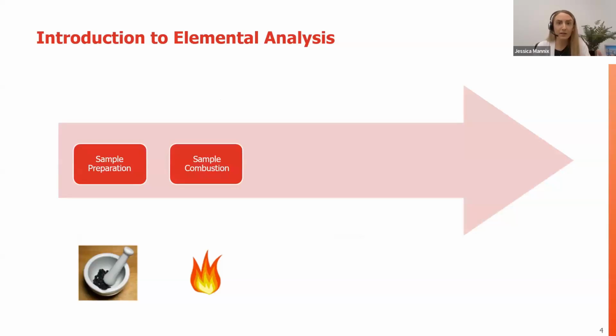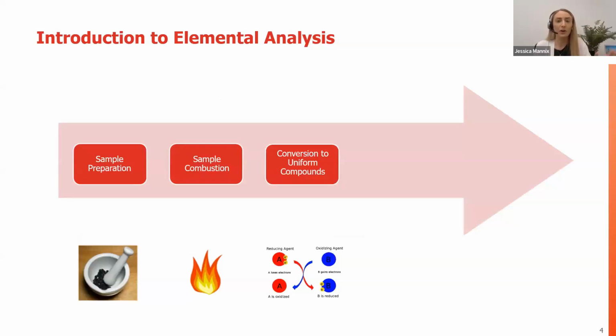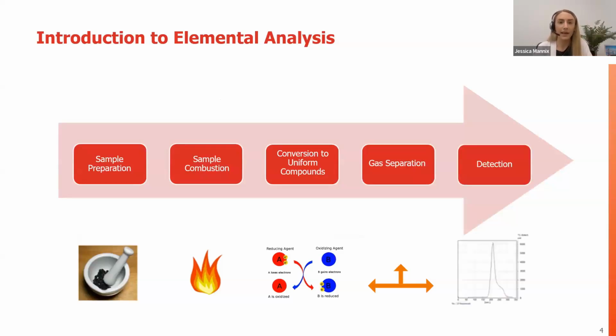Once the sample is prepared and inserted into the instrumentation, we view the sample combustion, we change over into a gas before converting over into uniform compounds. What this does is helps us to manipulate the gases and separate them so that they can be analyzed and detected by the TCD, which is the typical detector we use in the instruments, which we'll touch on later in the presentation.